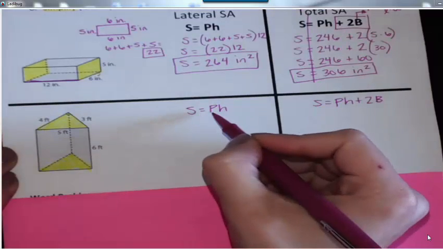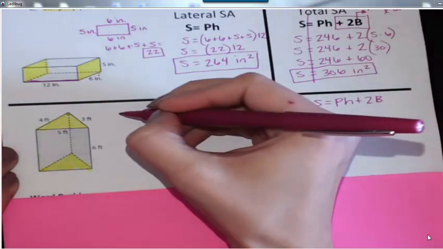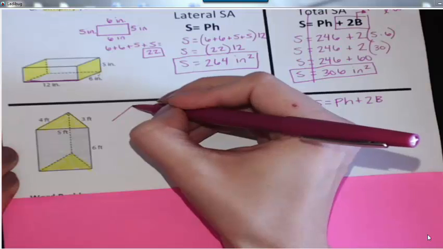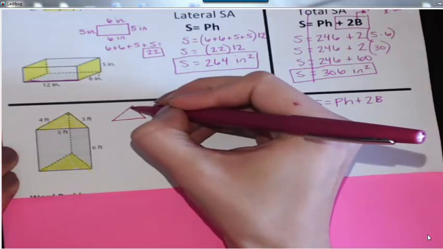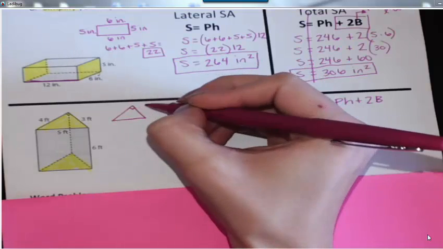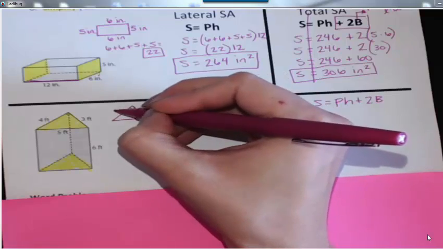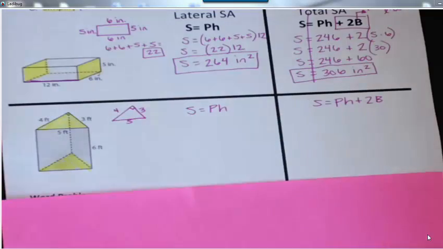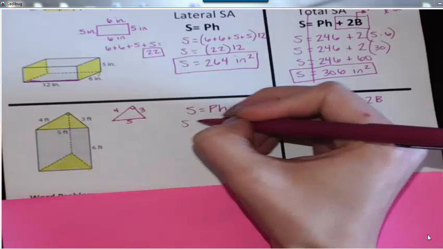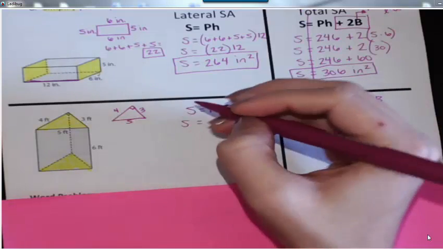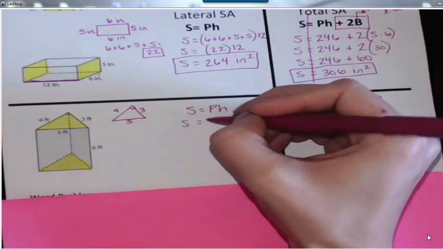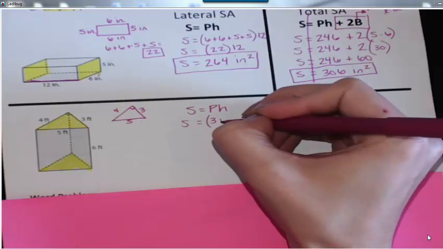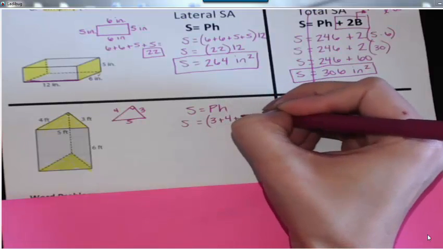Okay, S is equal to the perimeter of the base times the height. So I'm going to pull off one of those perimeters. I like to draw it the same way that it's labeled so it's easier for me to label. This is 3, 4, and 5. So to find that perimeter of the base, I'm going to add up those sides. Now since it's a triangle, I'm only adding 3 numbers here. So 3 plus 4 plus 5.